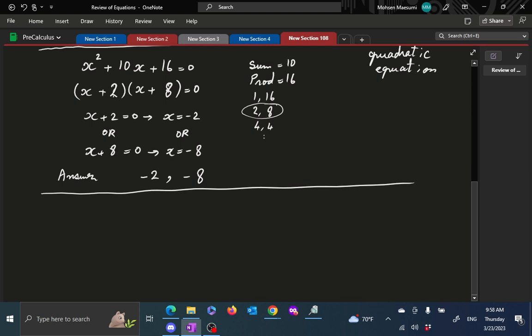Sometimes the problem becomes slightly more challenging. So for example, I could have, say, 6x squared plus 7x plus 2 equal to 0.